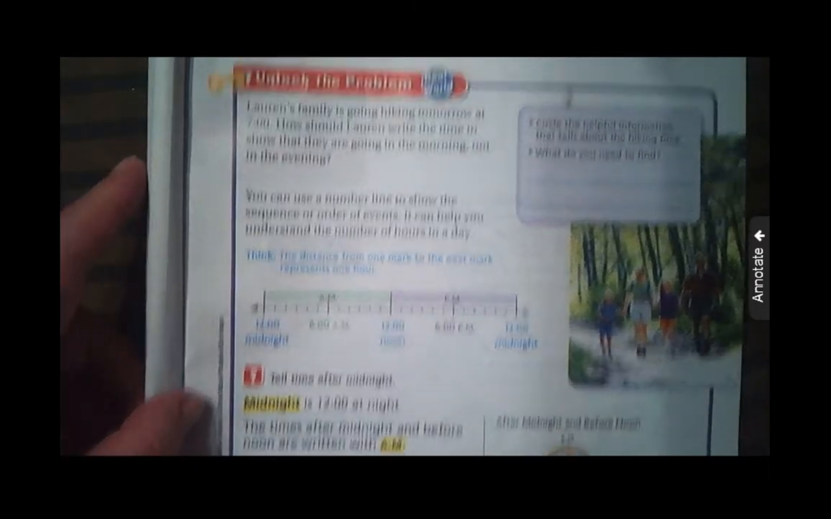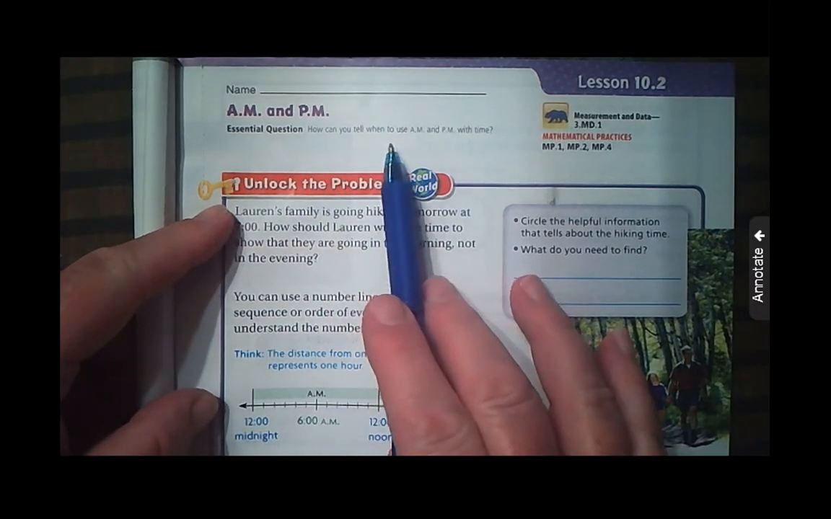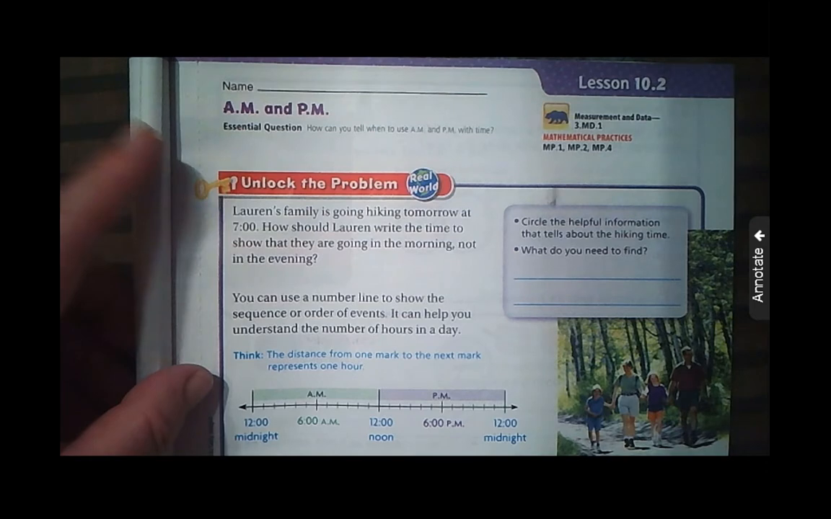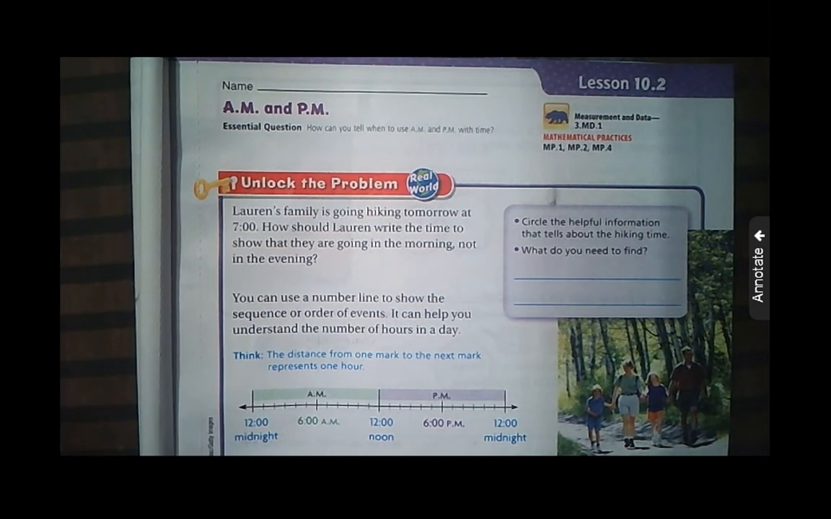Today for math, we're going to be working on lesson 10.2. It's page 411 in your Go Math book, 411. Our central question for today is how can you tell whether to use AM or PM with time? Remember, AM is the morning, PM is the afternoon. That's what we're going to be working on today.